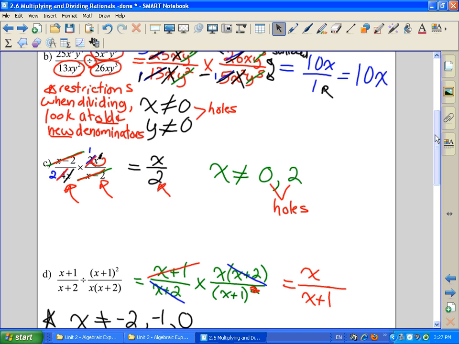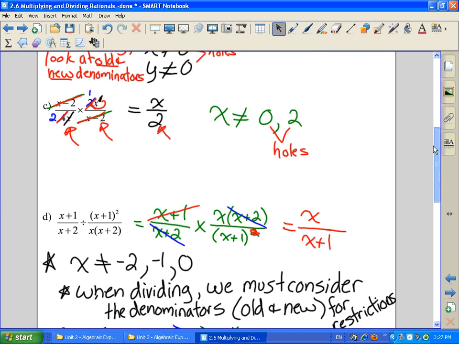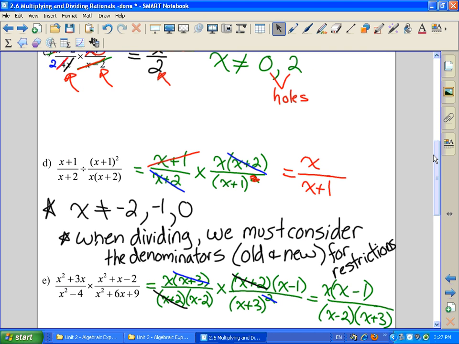Taking a look, ladies and gentlemen, at D, we're getting a little harder now. Although this is still in factored form, we still have to watch how we cancel, and we also have to watch the operation in between the two rational expressions. So again, notice before you cancel that there's a division sign, so you need to invert or flip the second fraction, and then you can cancel.